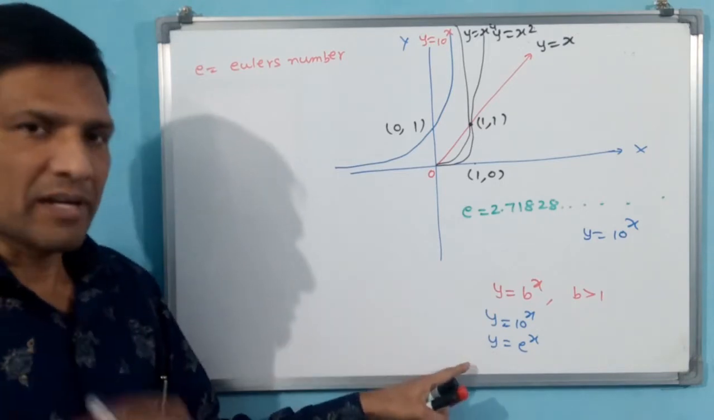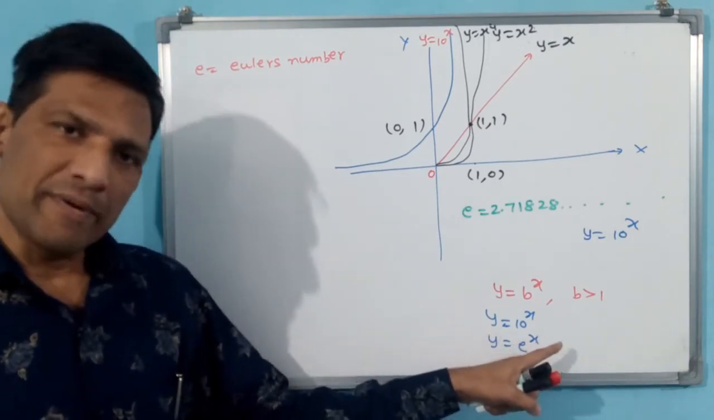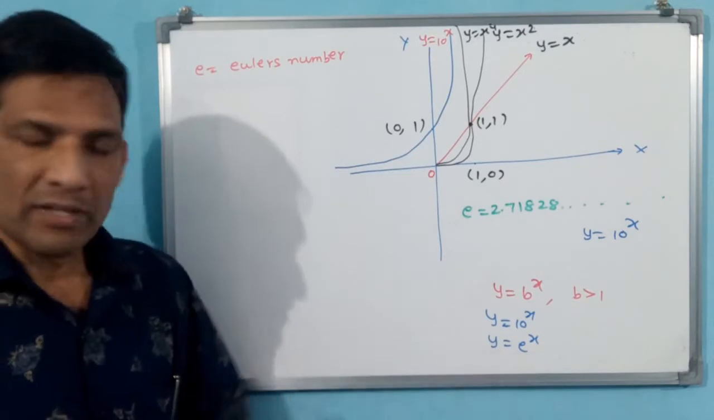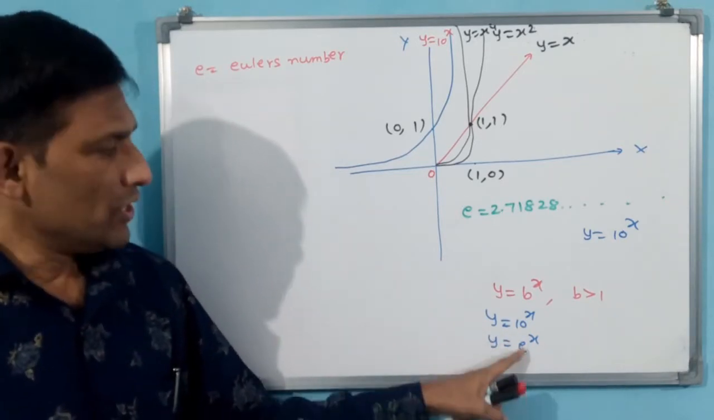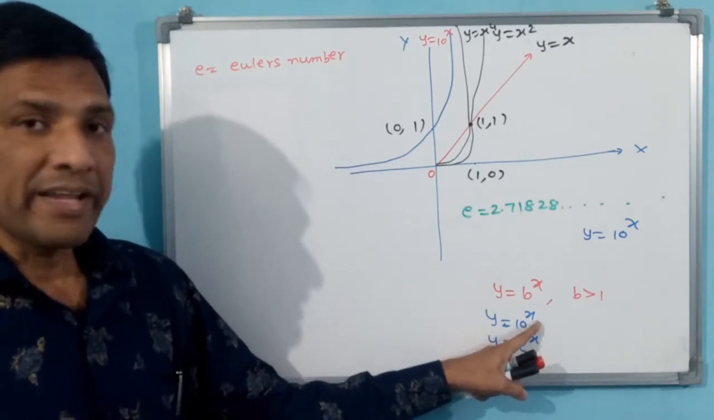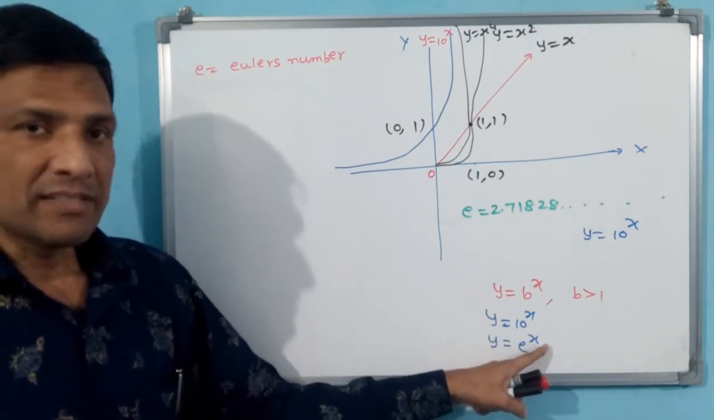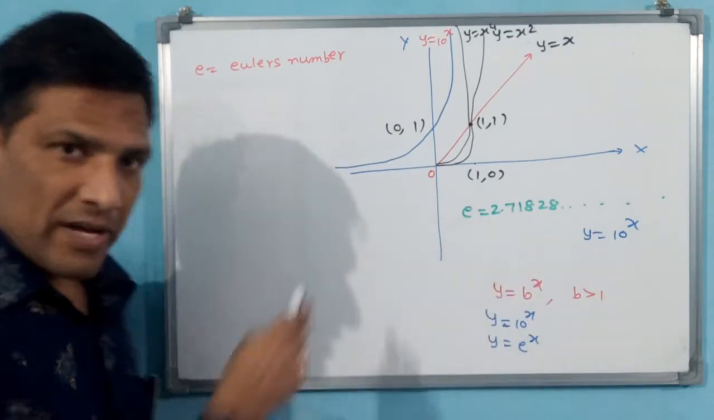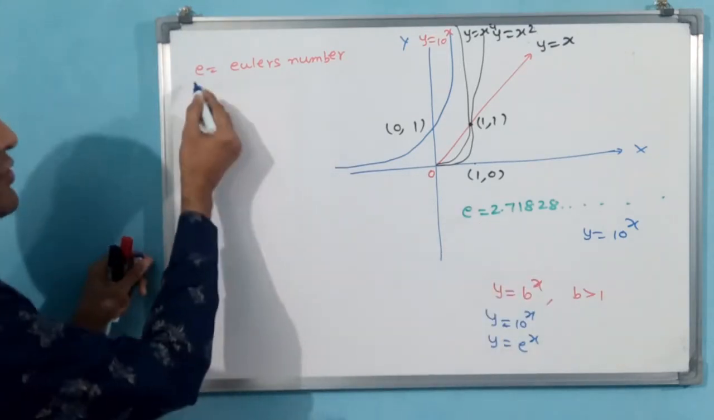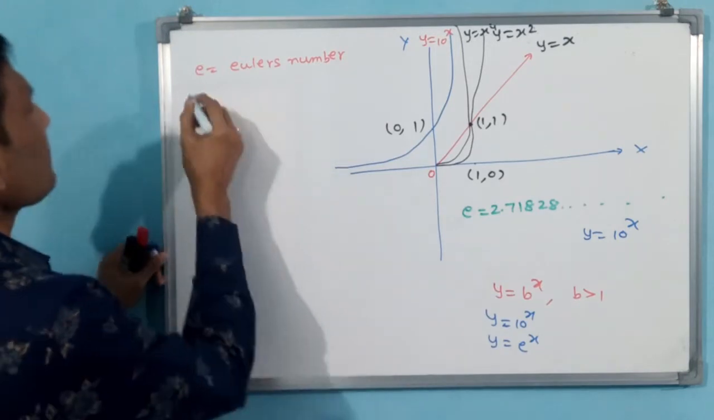What these are, I will tell afterwards. y is equal to 10 power x we will study. y is equal to e power x also we will study. In both cases, the base we have standardized. Here the base is 10, x is varying. Here the base is e, x is varying. Here e means what? 2.71828. How has it come? Okay, you see here. This is called Euler's number.